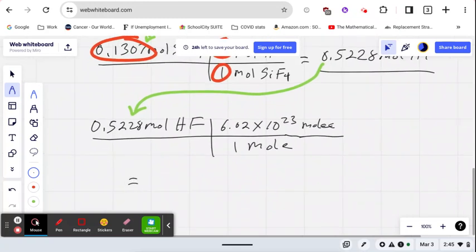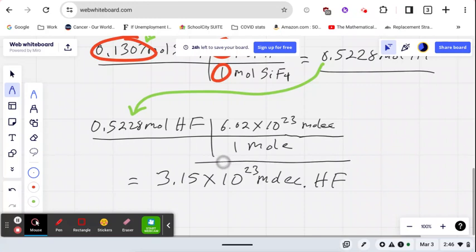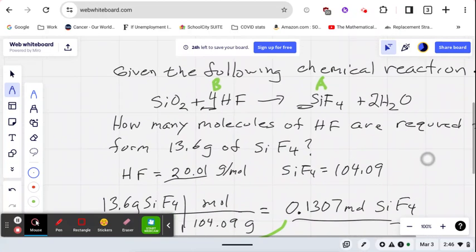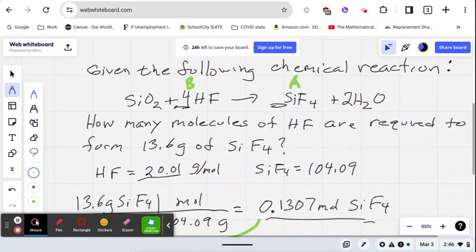I'm going to write this down here because it's a big number. 0.5228 times 6.02 times 10 to the 23rd is equal to 3.15 times 10 to the 23rd molecules of HF. Okay, and there is your answer. That's the full answer to this question. They're asking for how many molecules, and that's how you would solve those.